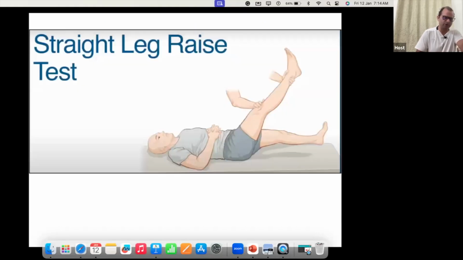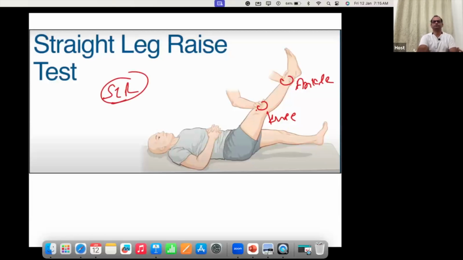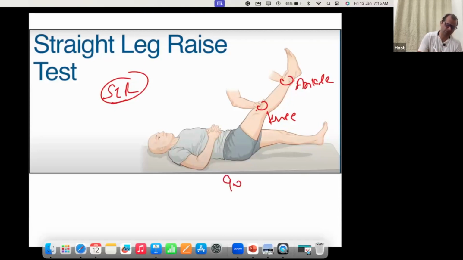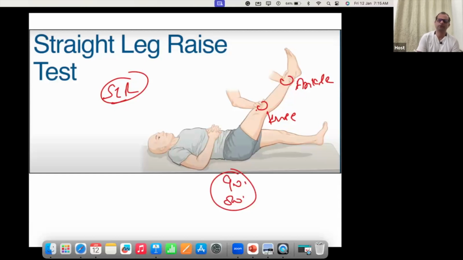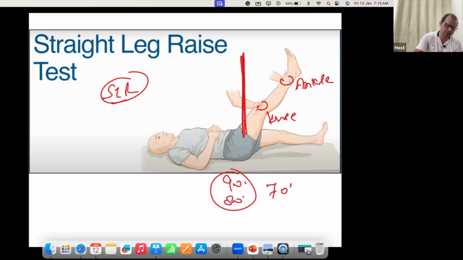How do we do it? We tell the patient to lie down and we hold the leg, one hand on the knee, one hand on the ankle. We are doing the SLR, straight leg raise test. The person can bring the leg easily to 90 degrees or maybe 80 degrees or a little more or less. At least the person can bring it to 70 degrees easily.